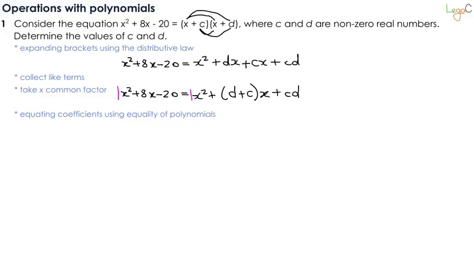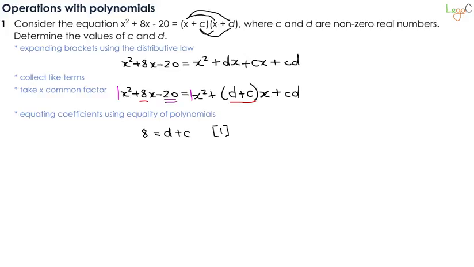Now we have to look at the coefficients of x. On the left-hand side, the coefficient of x is 8. On the right-hand side, the coefficient of x is d plus c. Because the polynomials are equal, we can write this equality: 8 equals d plus c, and we are going to denote this as equation 1.